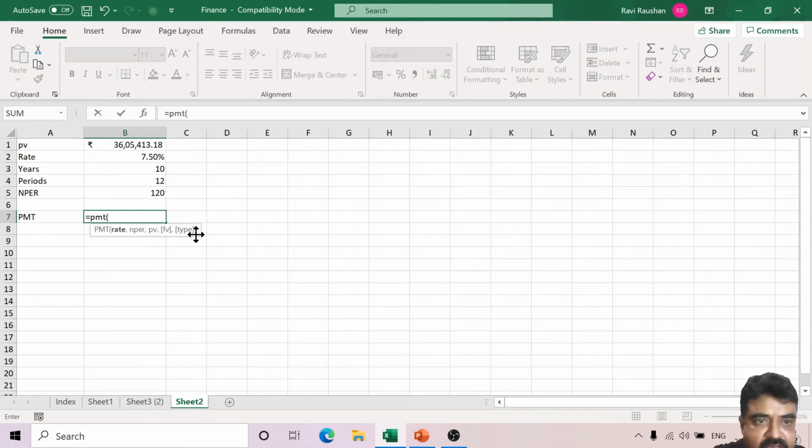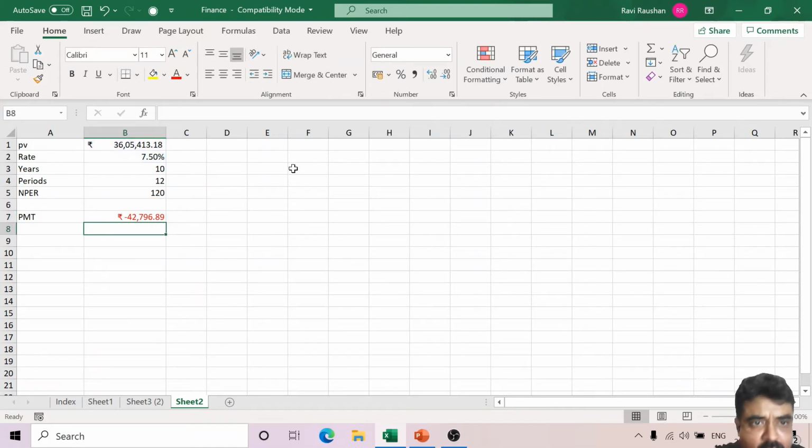It is asking for the rate of interest, that is 7.5%. I divide it by 12. Then I come to NPER, that is 120. This is my present value. All right, I click it. So I will pay 120 installments of this amount.